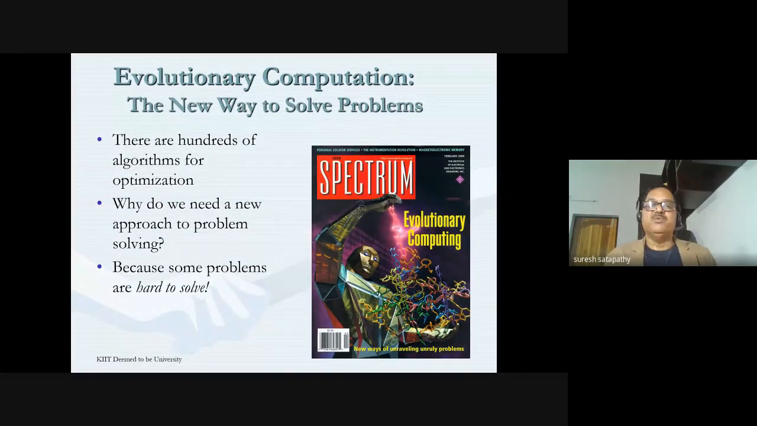Why do we need evolutionary computation techniques when we have so many classical techniques? Because we have some problems which are hard to solve. Hard to solve doesn't mean difficult to solve. They are NP hard problems, non-deterministic polynomial hard problems. Because of the nature of that type of problem, we need to have some new approach to solve this. For example, traveling salesman problem, vehicle routing problem, graph coloring problem, aircraft scheduling problem, or timetabling problem for our big universities. These are all NP hard problems.